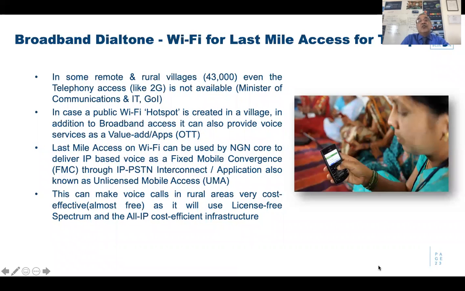So this shows that wherever even voice is not there, 2G, 3G is not there, Wi-Fi can be there as a last mile access. So I called it a broadband dial tone. And in India alone, 43,000 villages are there which don't have a 2G connectivity also. So there Wi-Fi can be the first to go. In addition to broadband, they also bring voice as OTT, over the top. So it is reversing the paradigm actually, because earlier voice used to come first and then broadband or data used to come. So here data will come first and voice will run over that.